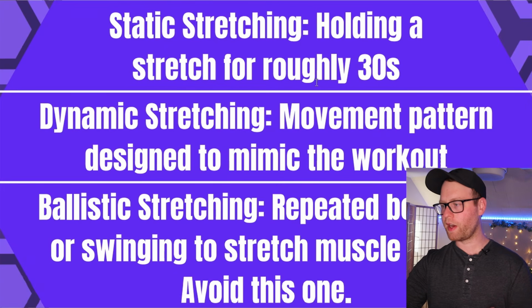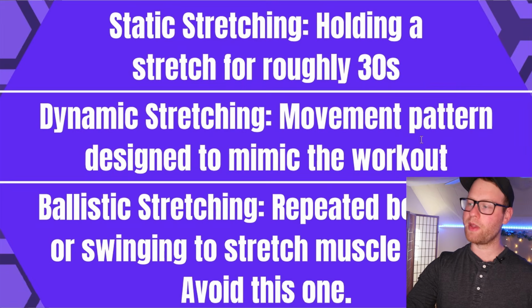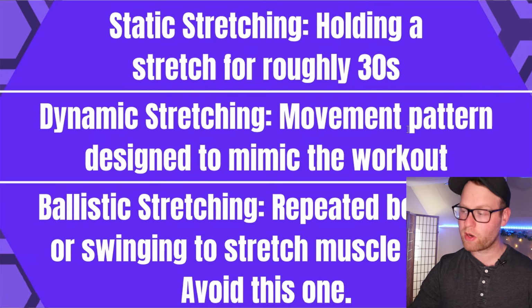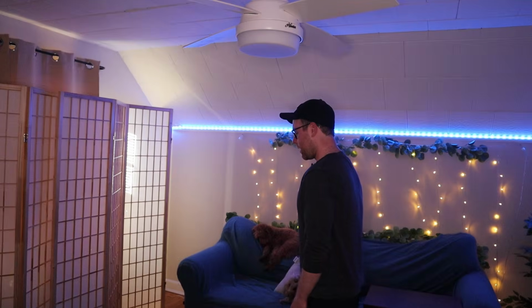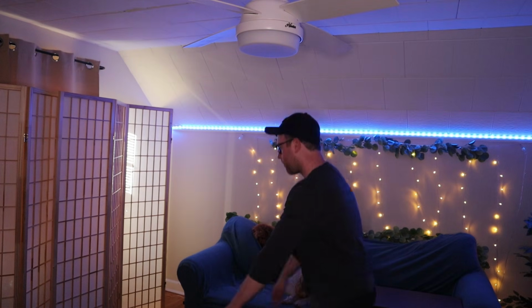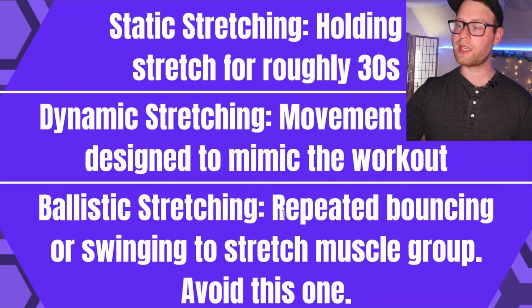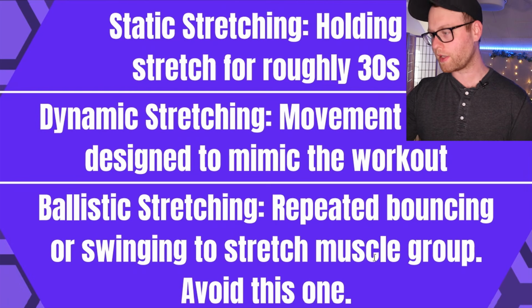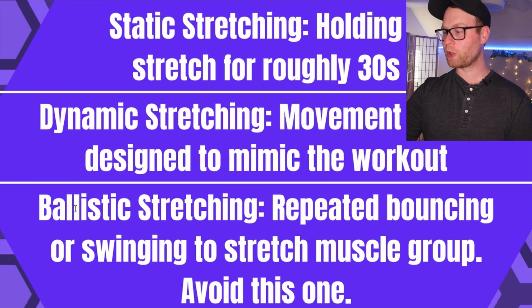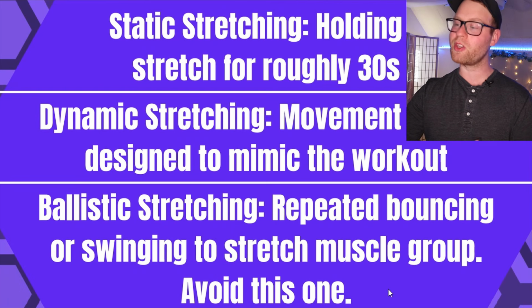We talked about all this stuff a fair amount in the first video, but I think it's good to touch base on this stuff again. Static stretching would be where you're holding a stretch for roughly 30 seconds. So if I'm doing this stretch and just holding it for 30 seconds, that is a static stretch. A dynamic stretch would be a movement pattern designed to mimic the workout. So if I come back here and I do a few body weight squats, that would be dynamic because it's preparing me for the workout that is about to happen. Lastly, you have ballistic stretching, which is repeated bouncing, swinging, anything really aggressive and kind of spastic to stretch a muscle group. That'd be ballistic stretching, and you want to avoid this one.